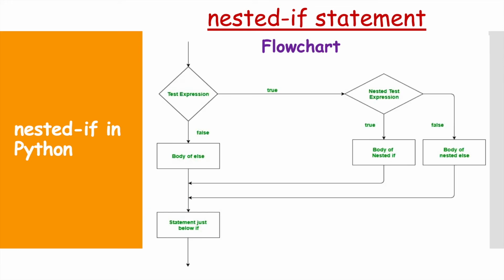This is the flowchart of the nested if statement. You have the test expression of the main if. If it is evaluated to true, then it's going to go inside the if block. You have a nested test expression, that is another if-else statement. If this condition is true, then it is going to go inside the body of the nested if and execute it. If it is false, then it is going to go inside the body of the nested else and simply come out. If the test expression of the main if statement is false, then you're going to simply execute the body of the else statement. And finally, it is going to execute the statements which are just below the if-else block.